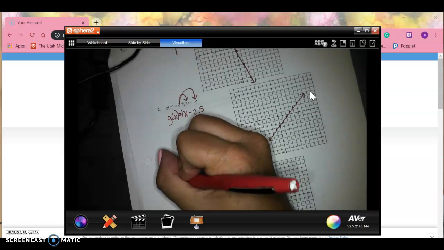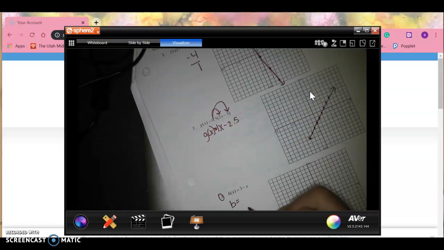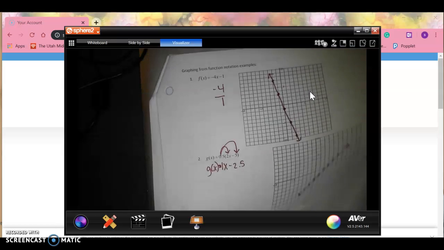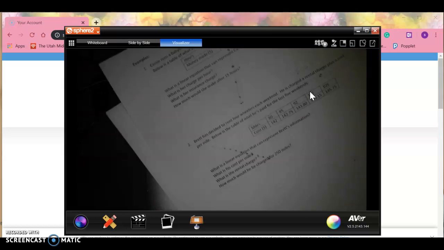I'm going to have you do number H. My hint to you is to figure out what your b is and what your slope is, and then go from there. All right, so go ahead and pause, do number 3. And I'm going to flip this over to the word problems.